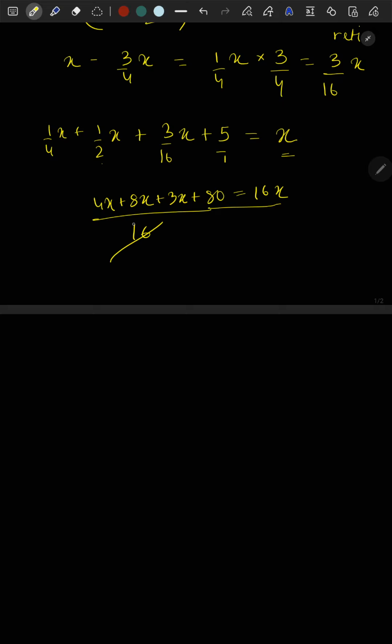Now you can cut the 16 easily. If you add these up, it is 15x plus 80 equal to 16x. So here you will subtract it, then 16x minus 15x, that is x equals 80. So that is his age, guys. Hence we have solved it.